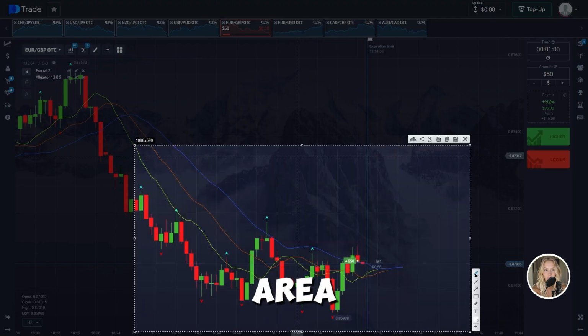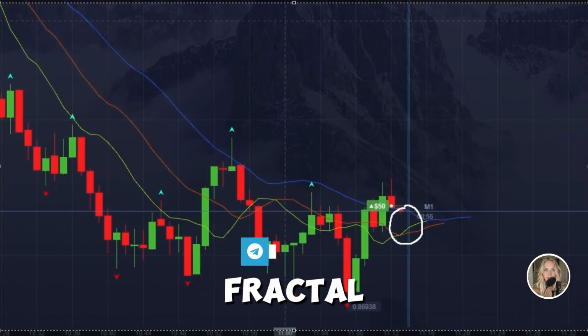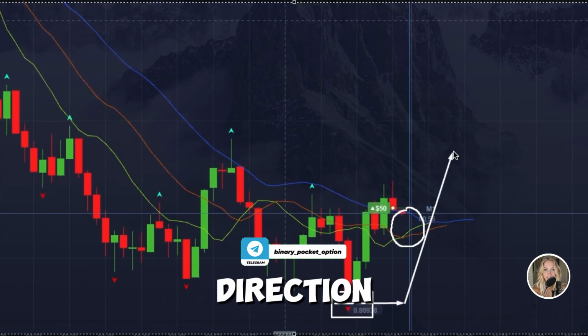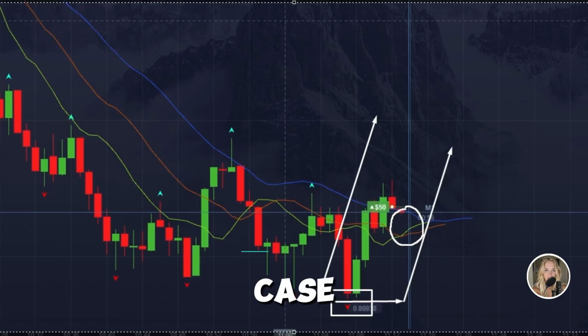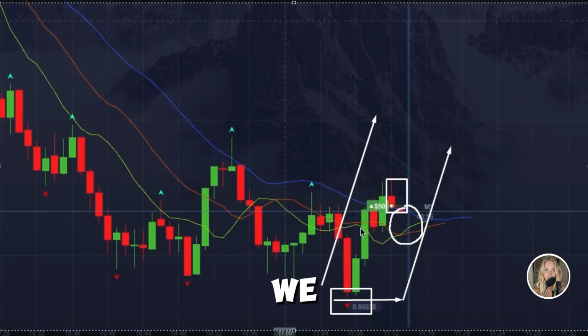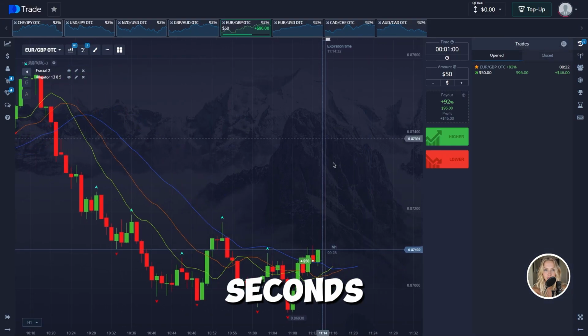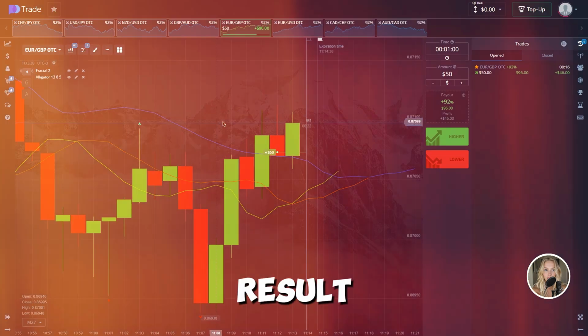In this area, we see that we have an intersection. We have a local minimum on the fractal, and in theory, the price dynamics can change its direction or give the strongest price pullback. Therefore, in this case, after such a pullback pattern, we open an increase deal with you. We have about 20 seconds left before the transaction is completed. Let's observe its result.